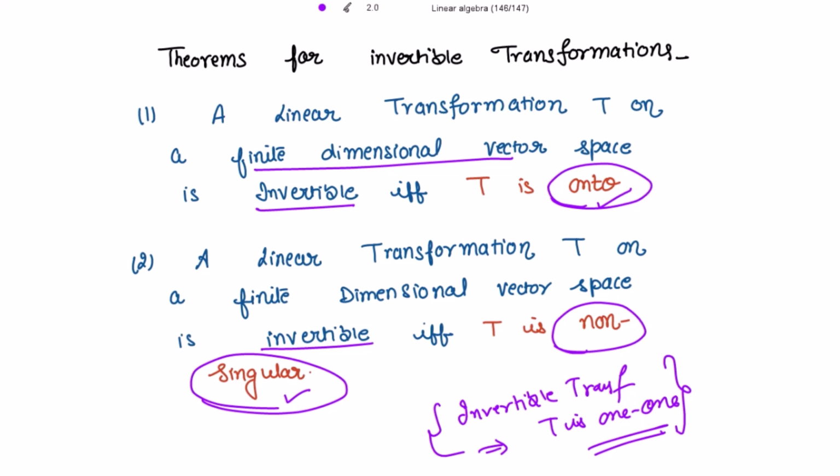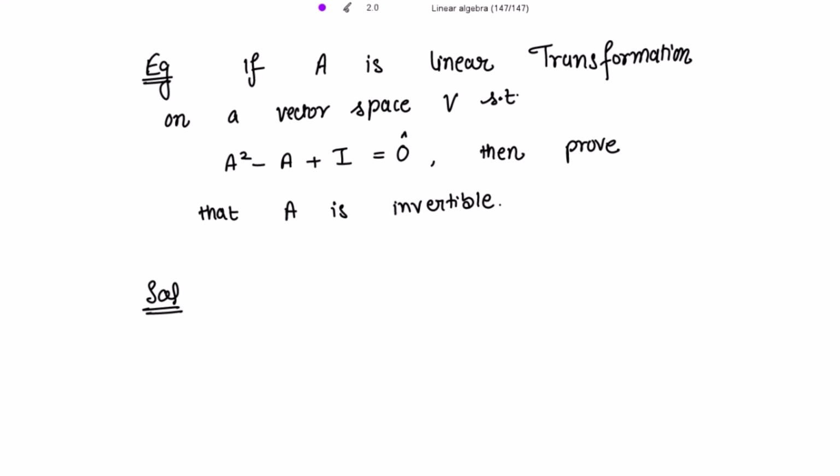Let's move on to one example. If A is a linear transformation on a vector space V such that this condition is given to us, then we have to prove that A is invertible. Now it is not given whether the dimension is finite or not. Simply it is given that A is a linear transformation on a vector space V, right? We have to show that A is invertible. Invertible means we have to show that A is 1-1 and also that A is onto.